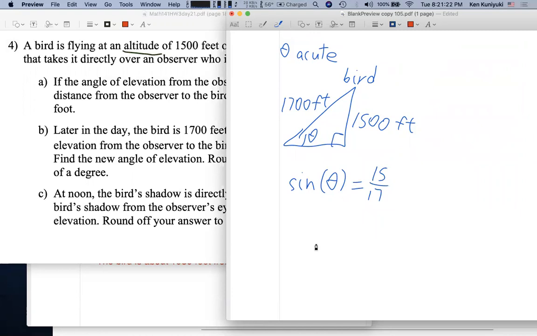So to compute this, what function do you use in your calculator? Theta is the what? We're looking for an angle. Theta is the inverse sine or arc sine of 15/17. So folks, for your work on a number like 4B, I would like you to show me work like that. Show me the right triangle model, show me what you're doing. I have the right to mark you down if you don't show me what you're doing here.